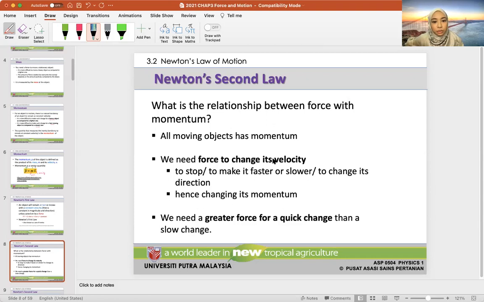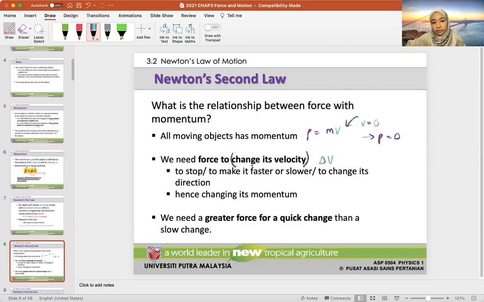And then we move on to Newton's second law. What is the relationship between force and momentum? So in general, all moving objects have momentum. So P equals mv. And if your v is equal to 0, therefore your p also equals 0. So all moving objects have momentum. If they don't have motion or they don't have speed, then they won't have momentum. So we need force to change its velocity. Change in velocity, delta v.